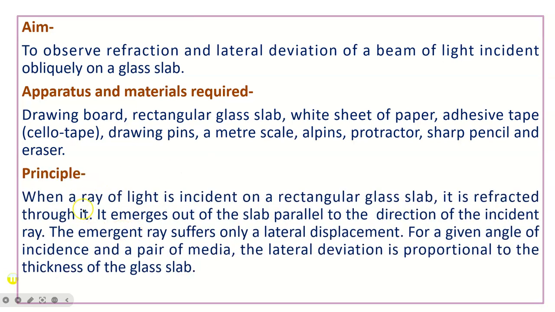Principle: when a ray of light is incident on a rectangular glass slab, it is refracted through it. It emerges out of the slab parallel to the direction of the incident ray. The emergent ray suffers only a lateral displacement. For a given angle of incidence and a pair of media, the lateral deviation is proportional to the thickness of the glass slab.